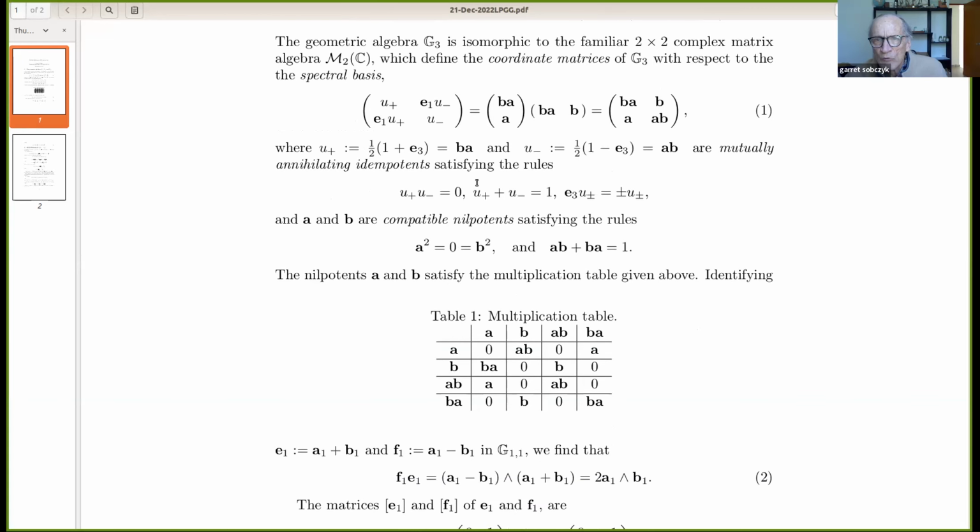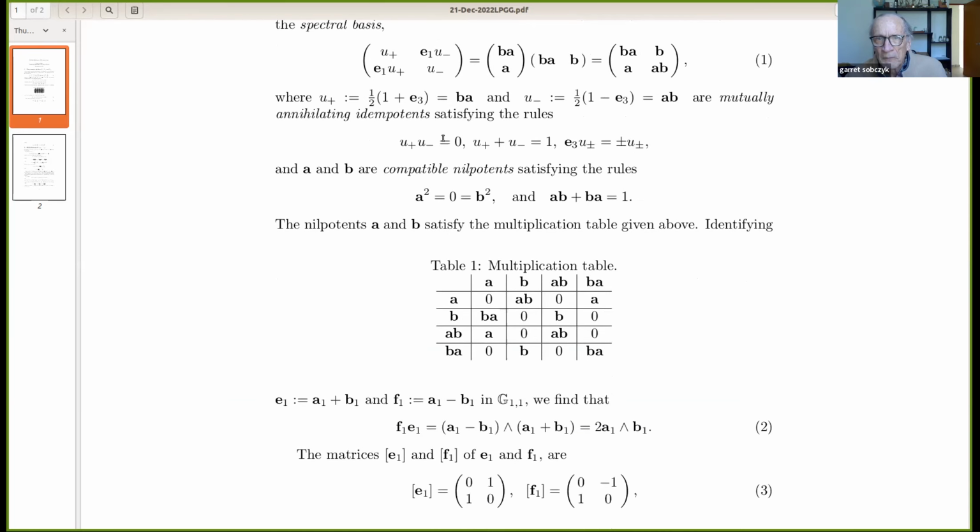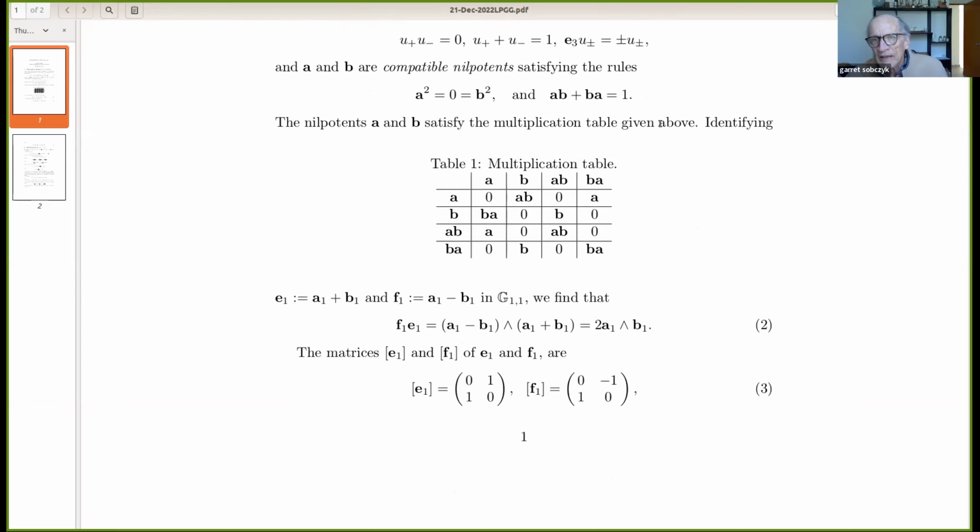Okay, so these are the usual rules that we've talked about before. Namely, A and B are nilpotents. They're vectors, and they have square 0. And of course, for the two-dimensional case, we have this relationship AB plus BA is equal to 1. Once we establish those rules, then we have this multiplication table, which I've shown you on various occasions.